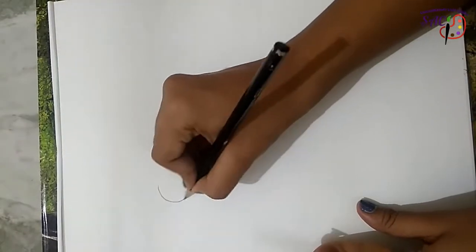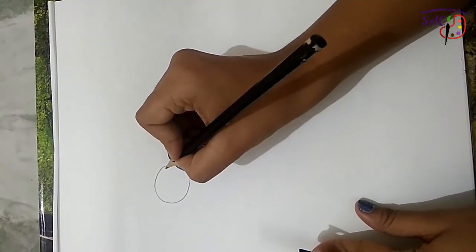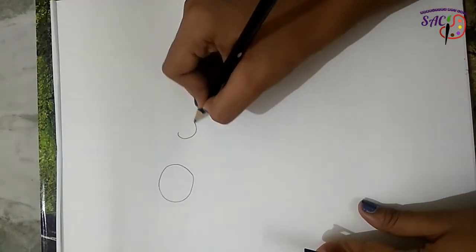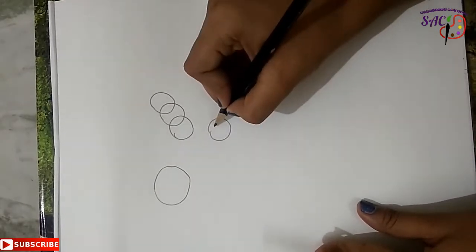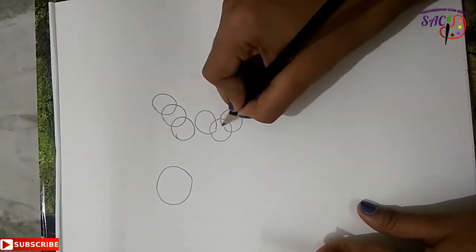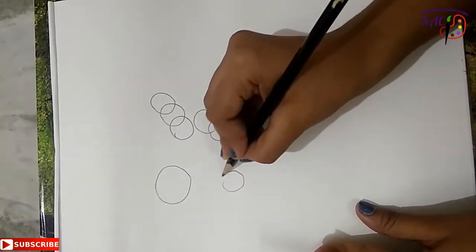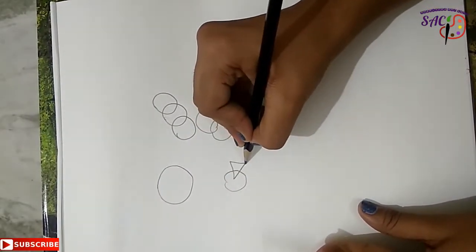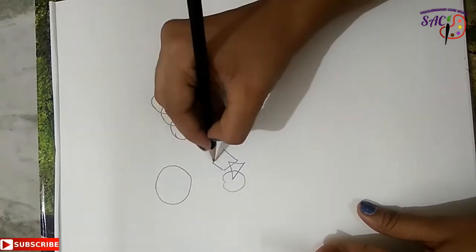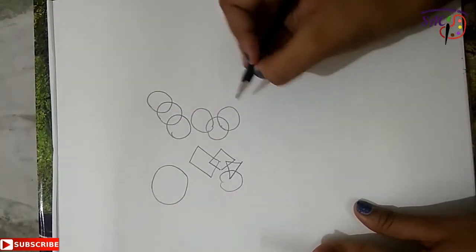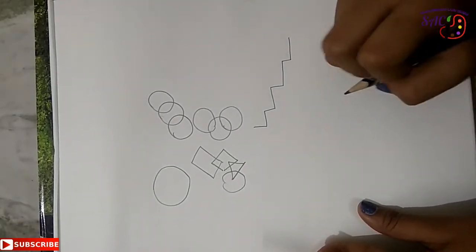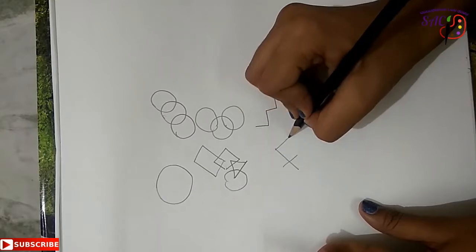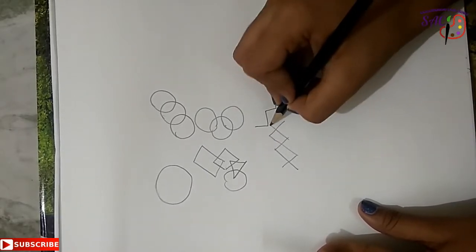Geometrical patterns, as we all know, like circle. We can do many other designs using the circle, like circles overlapping each other, circles with different places, circles with some other shape like triangle, then we can go for square, then we can go for rectangle, then we have the step shape with lines, then we have other symbols with lines, different designs like this.